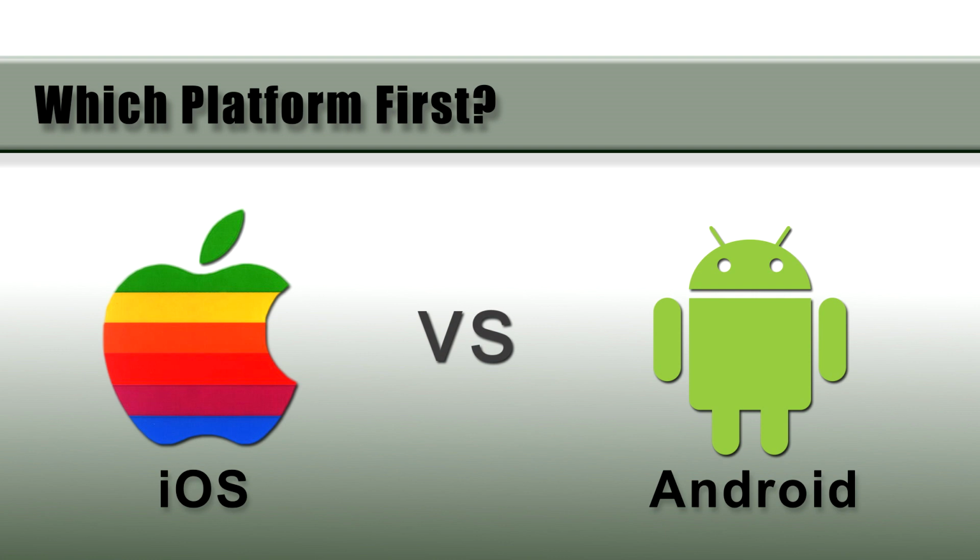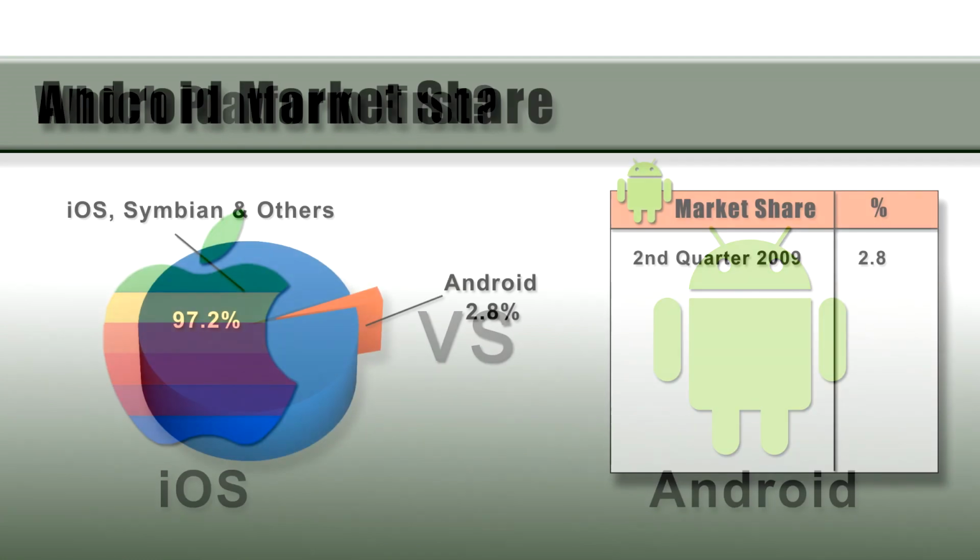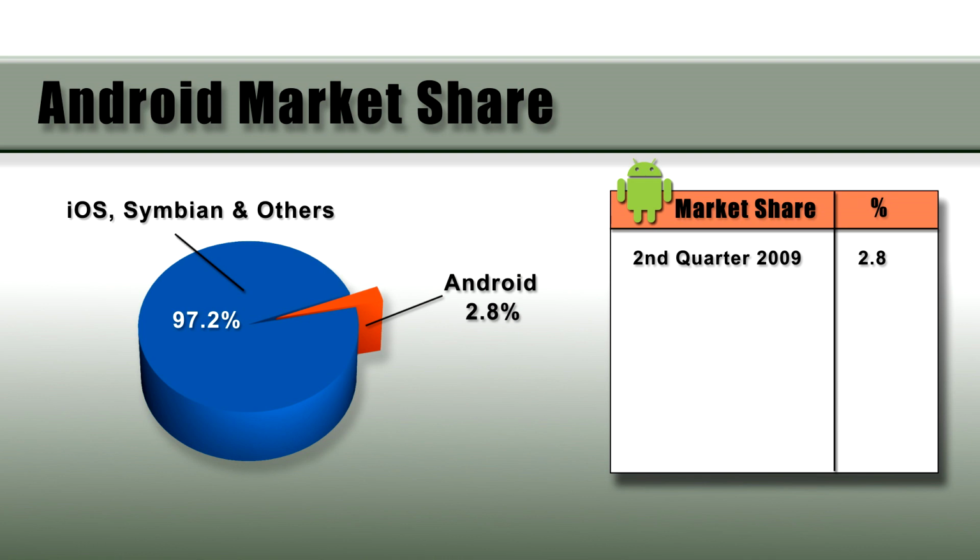Historically, publishing an Apple app was always seen as the first and highest priority, despite the fact that publishing to the Apple App Store has always been a complete nightmare, well, in my opinion, and this outlook was understandable. By the second quarter of 2009, Android had only a measly 2.8% of smartphone market share.